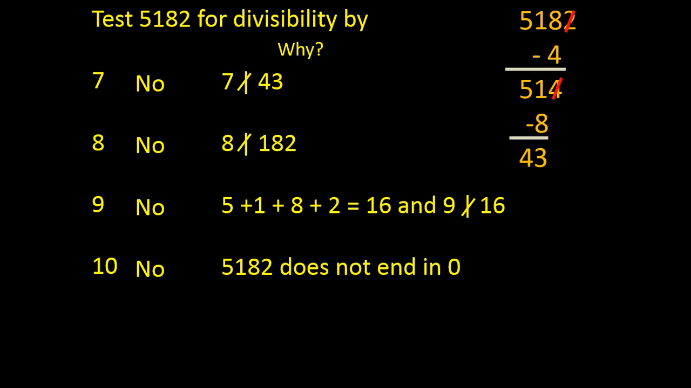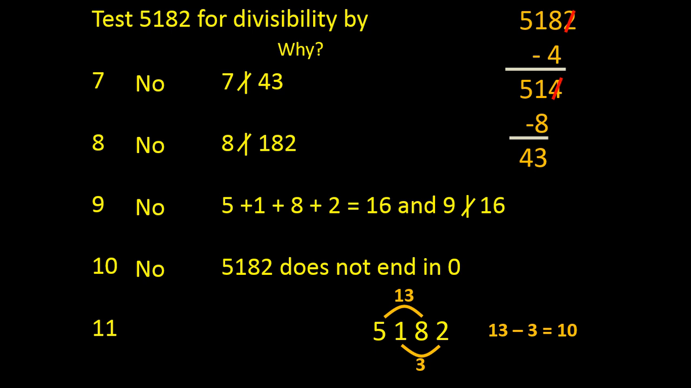And the rule for 11, we called it the ocean waves rule. So here's how that works. Take your number and add alternate digits together. So if we add the 5 and the 8, that's every other digit. 5 plus 8 is 13. And then add every other digit, in this case starting with the 1. 1 plus 2 is 3, and then subtract those two numbers that we got. So 13 minus 3 is 10.